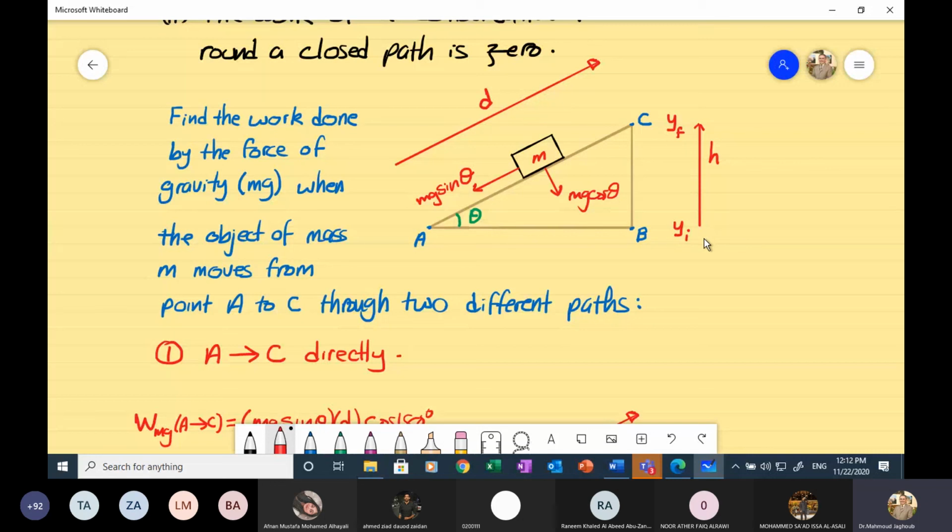Now, the first property says that the work done by the weight in going from A to C through this path must be equal to the work done by the weight in going from A to B and then from B to C. This means that the work done by a conservative force does not depend on the path taken. Let us prove this.